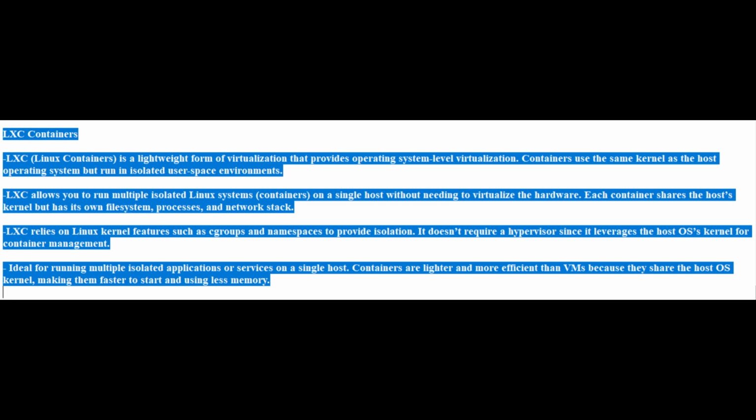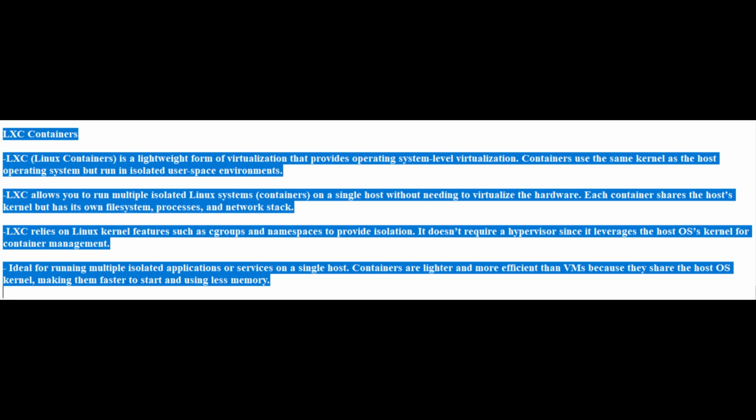LXC containers. LXC, Linux containers, is a lightweight form of virtualization that provides operating system-level virtualization. Containers use the same kernel as the host operating system, but run in isolated user space environments. LXC allows you to run multiple isolated Linux systems, containers, on a single host without needing to virtualize the hardware. Each container shares the host's kernel, but has its own file system, processes, and network stack.